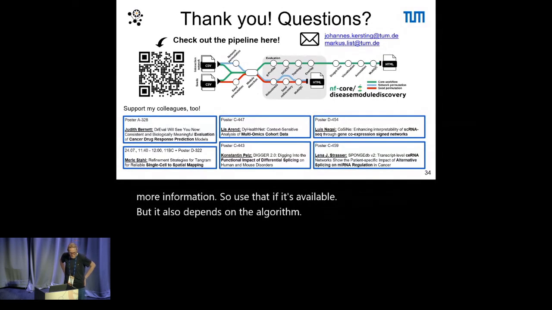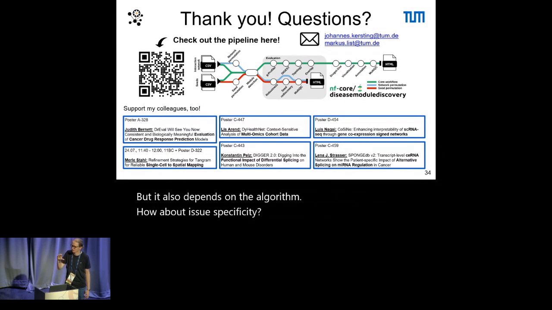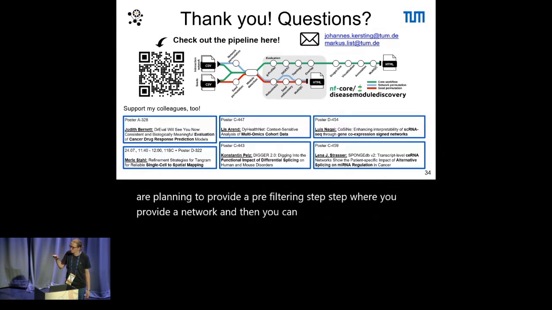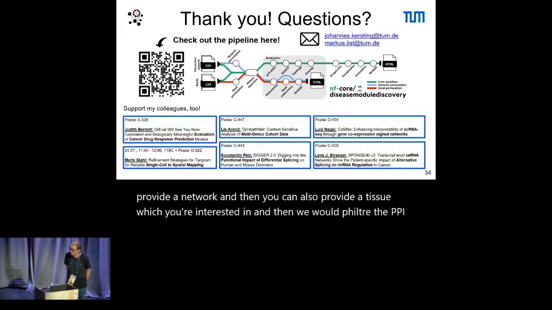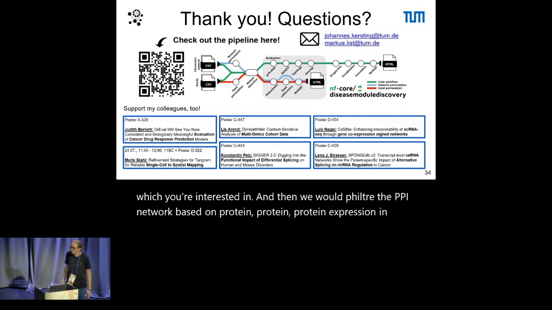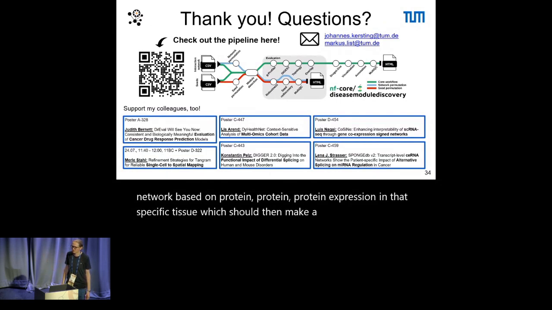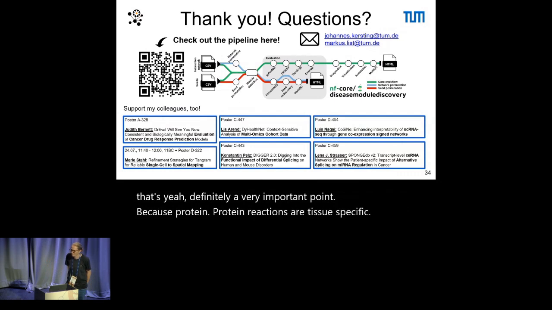How about tissue specificity, including tissue-specific networks, which would then be more appropriate for the disease? That's another excellent suggestion, actually. We are planning to provide a pre-filtering step where you provide a network, and then you can also provide a tissue you're interested in, and then we would filter the PPI network based on protein expression in that specific tissue, which should then make it tissue specific. That's definitely a very important point, because protein reactions are tissue specific. Great work, really. Thank you.